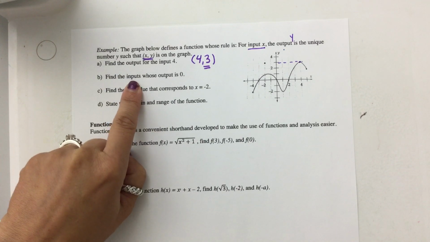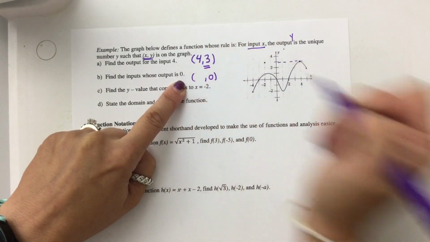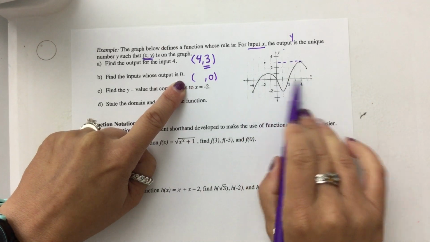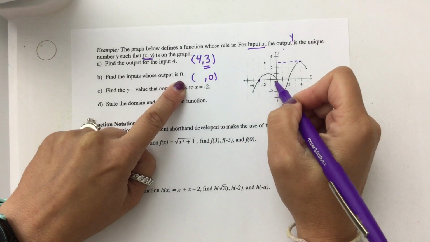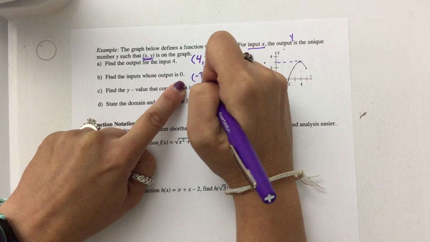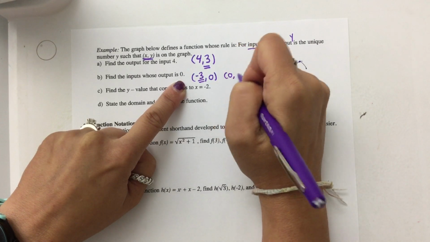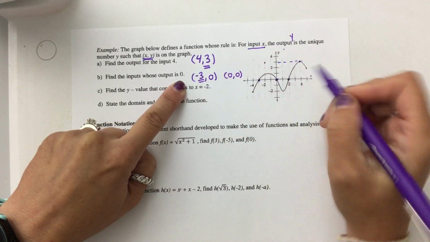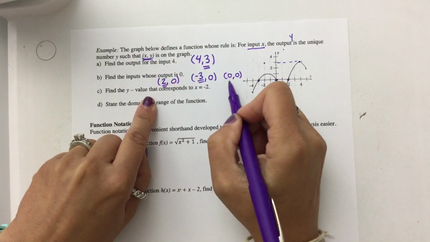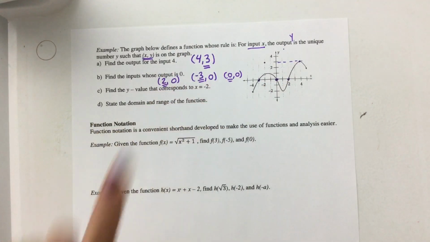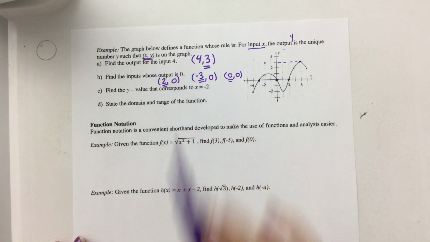Find the inputs, so we might have more than one, if the y is 0. So that means you don't go up or down. So here's one point where y is 0. The x value is 1, 2, 3 to the left, so -3. That's an input. Oh, here's another one, 0, 0. Here is another one, 2, 0. So your inputs would be 2, -3, and 0, because those are the locations on the graph where the y value was 0.